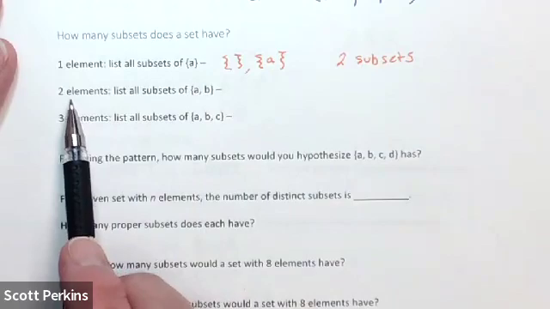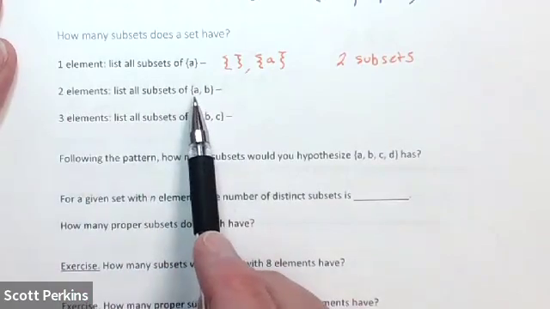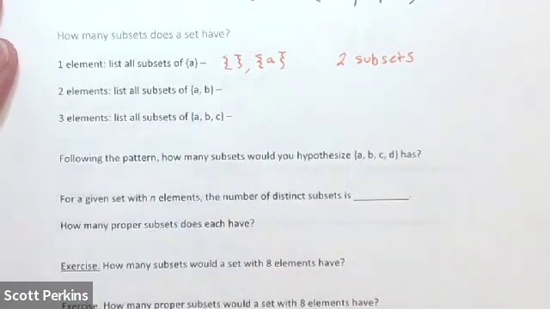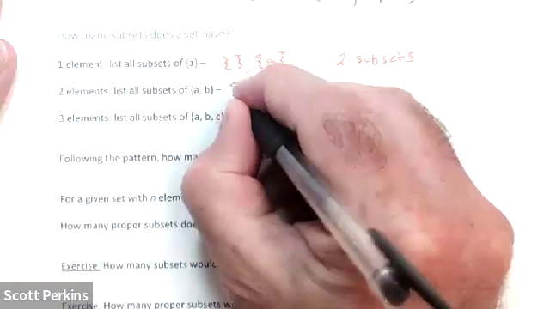So what happens if I have a set with 2 elements? Well, I've got now the set with A and B in it. So what I'm going to do again is list out all the subsets. Again, I'm going to start with the empty set.